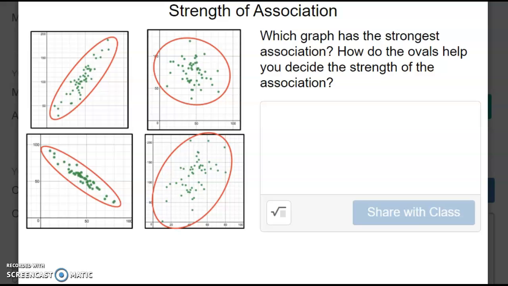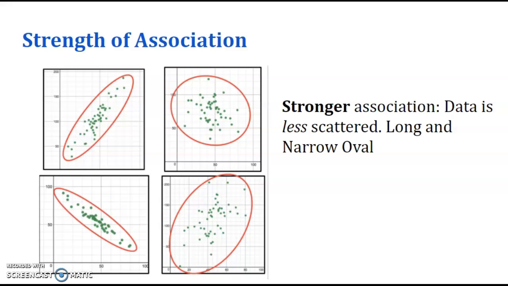So comparing them, I would say the first and the third have strong association, while these two are becoming more random. So they do have association, but the strength of the association is weak. It's not strong. Okay, so let's get back to our slide.